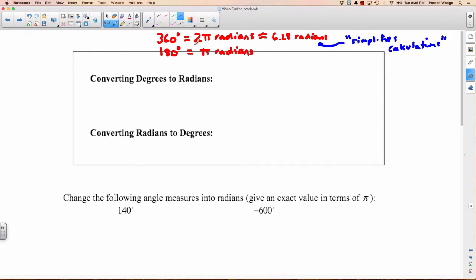Okay, let's say you wanted to know how much 1 degree is equal to. Well, then what you do is you divide both sides by 180. 180 divided by 180 is just 1, and pi divided by 180 is just equal to pi over 180.